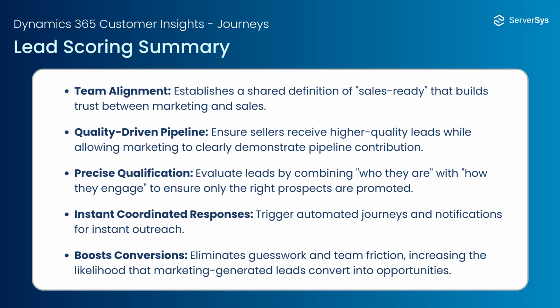Using scoring models, marketing teams evaluate leads based on who they are and how they've engaged. Grades translate scores into language everyone understands, and qualification rules ensure that only the right leads are promoted to sales at the right time. With automated journeys and notifications, qualified leads can trigger immediate, coordinated responses, both to prospects and the salespeople responsible. This removes guesswork, reduces friction between teams, and increases the likelihood that the leads your marketing generates will convert into genuine opportunities.